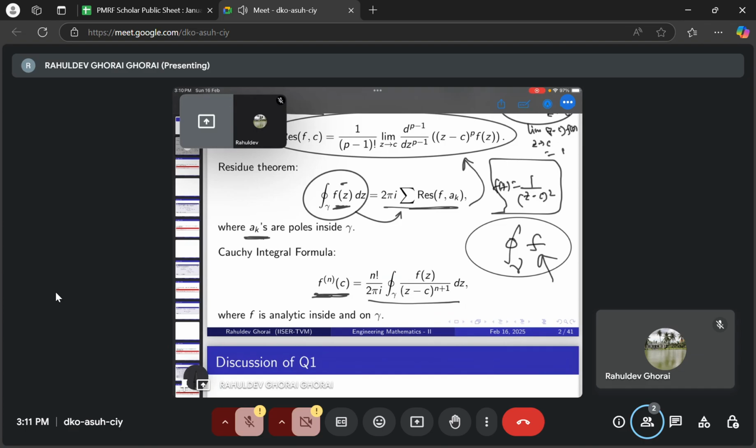So a pole is actually a typical type of isolated singularity. The point Z0 is an isolated singularity of a function f from C to C if f(z) is analytic in the punctured disk of radius r centered at Z0 but not analytic at Z0.